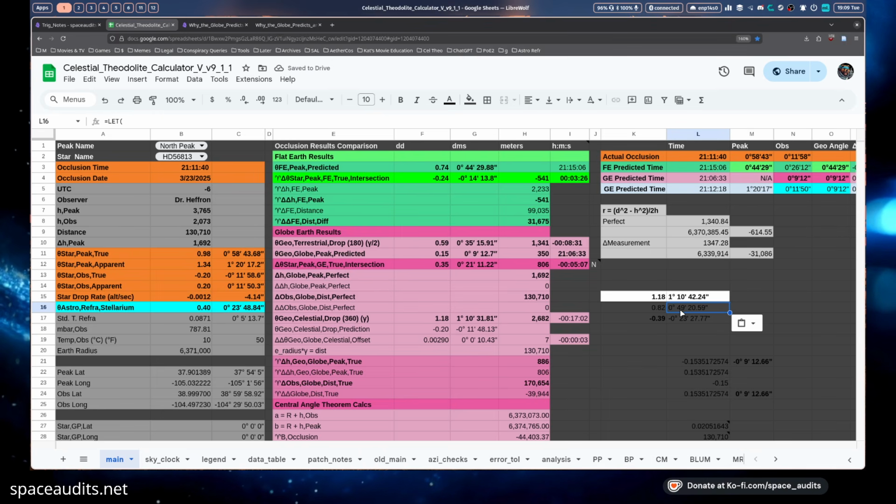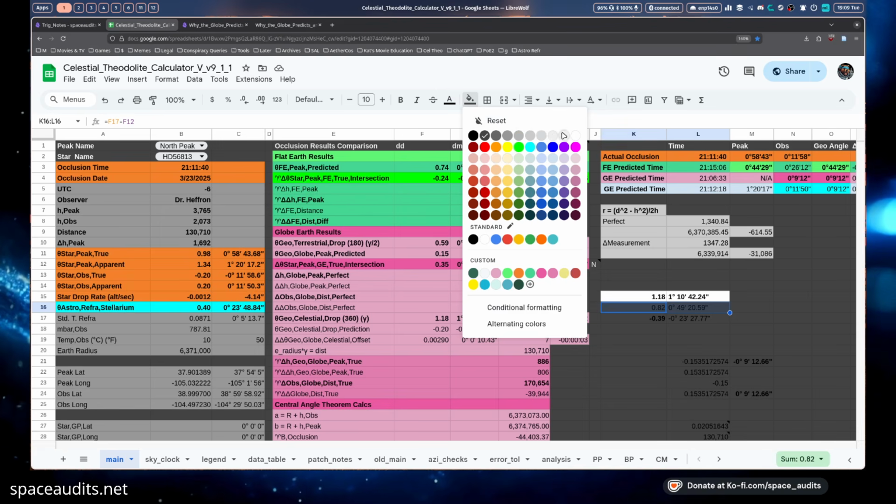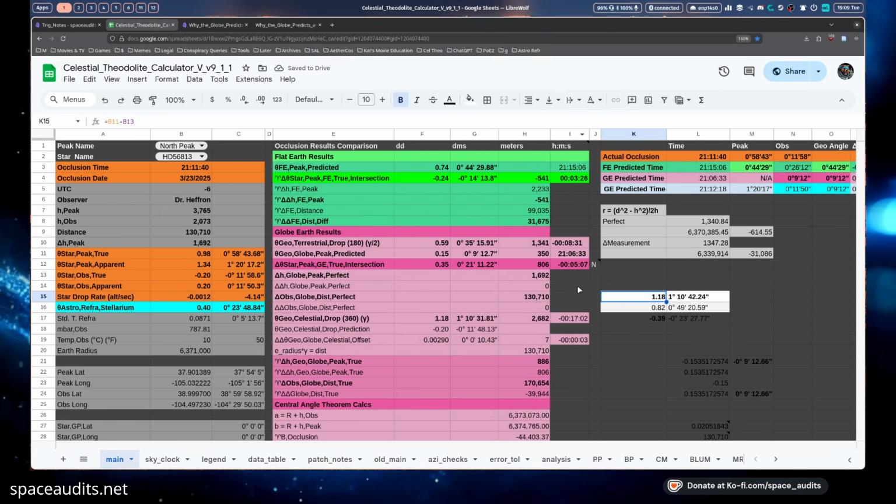So they would have predicted an intersection at 49 arc minutes of that full central angle. That's what it would have included for them. Gotcha. Oh, that's a good number. Okay, I see what you're saying. 49.20. Oh yeah, right there, where you have the globe peak predicted 9 arc minutes. Add 9 arc minutes to that. That's your true position. Oh, got it.